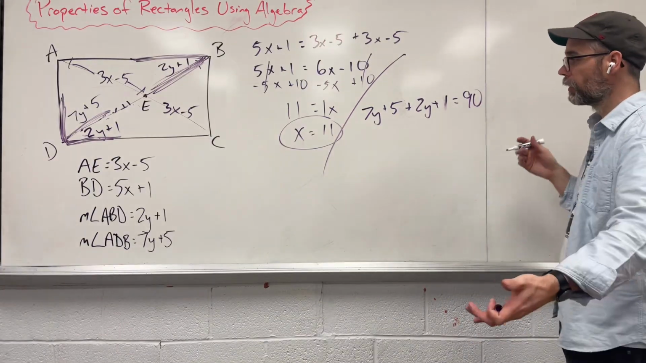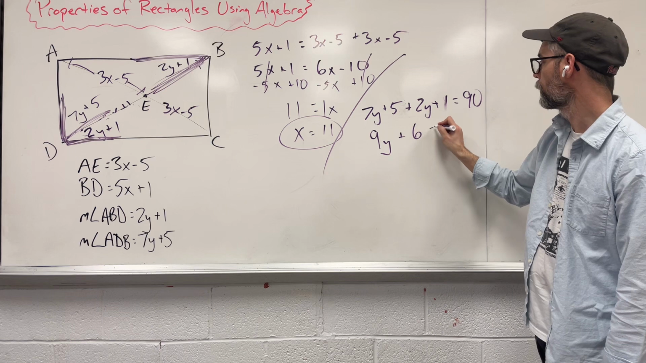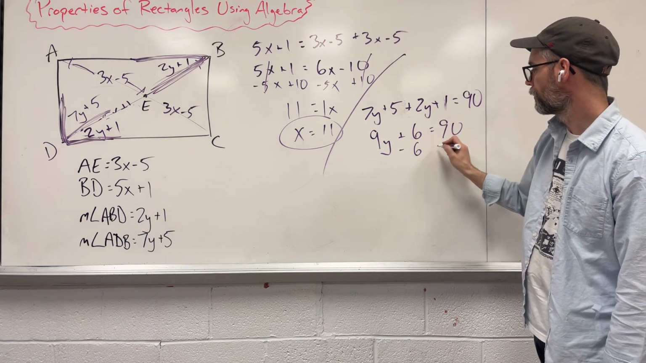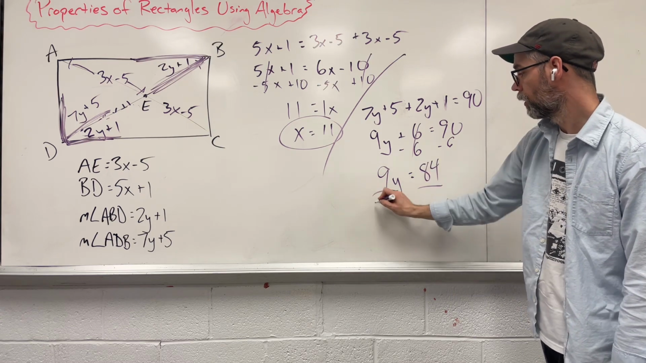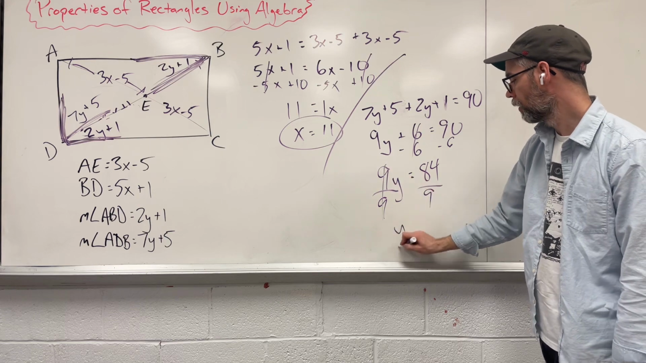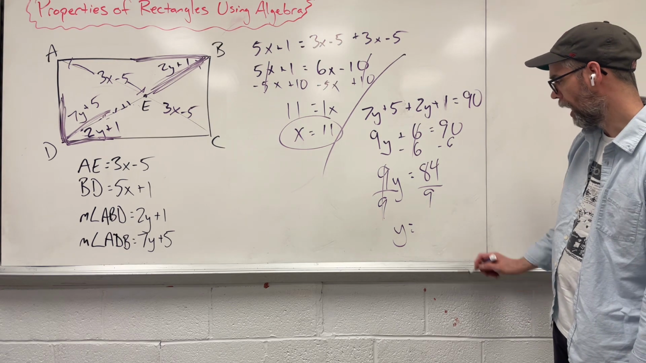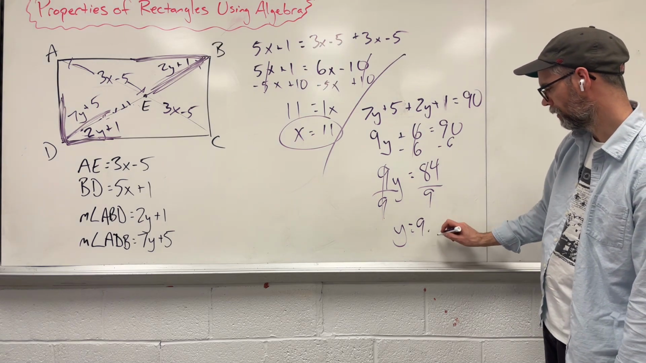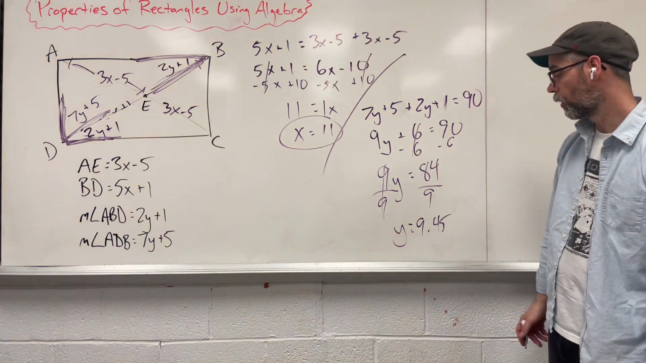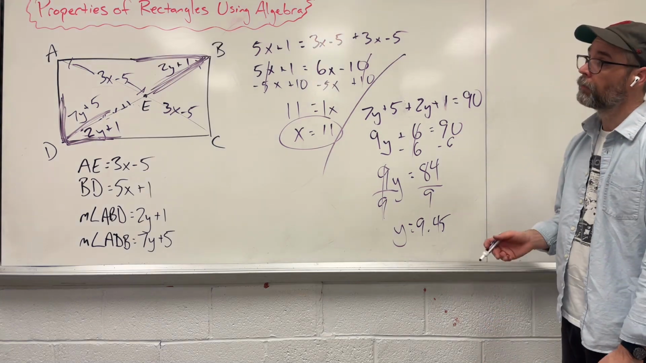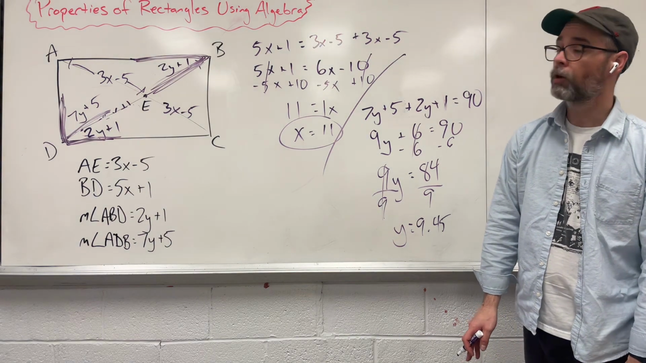Let's combine like terms. Let's simplify. 7 and 2 gives us 9y. 5 and 1 gives us 6. We're going to say minus 6, 9y equals 84. Let's divide both sides by 9. Y ends up being, I don't know, 9.49. So we're going to say about 4, 5. I'm guessing on the last part here. But y is going to be a little bigger than 9. And that's using algebra to find along with properties of rectangles.